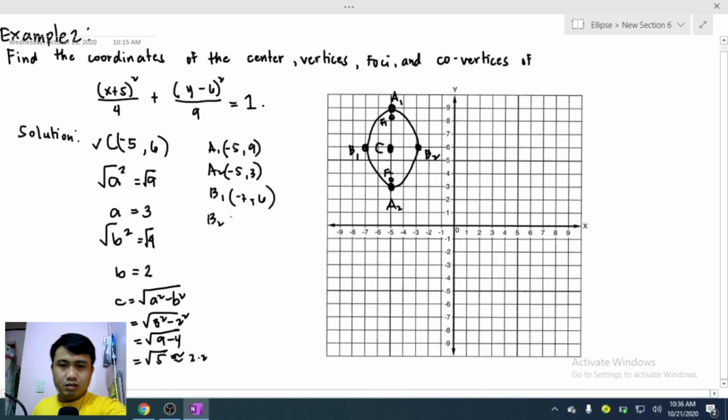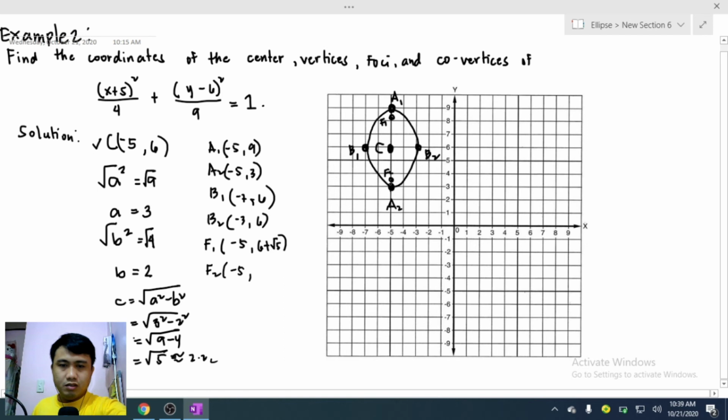Ang ating B2 naman ay negative 3, 6. Sunod naman natin si F1, focus number 1, negative 5, 6 plus square root of 5. Okay, ang ating F1 ay negative 5, 6 plus square root of 5. Ang ating F2 naman ay negative 5.